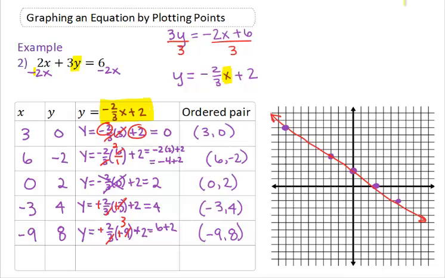So this finishes the video of how to graph equations by plotting points and how to double check it by using your graphing calculator.